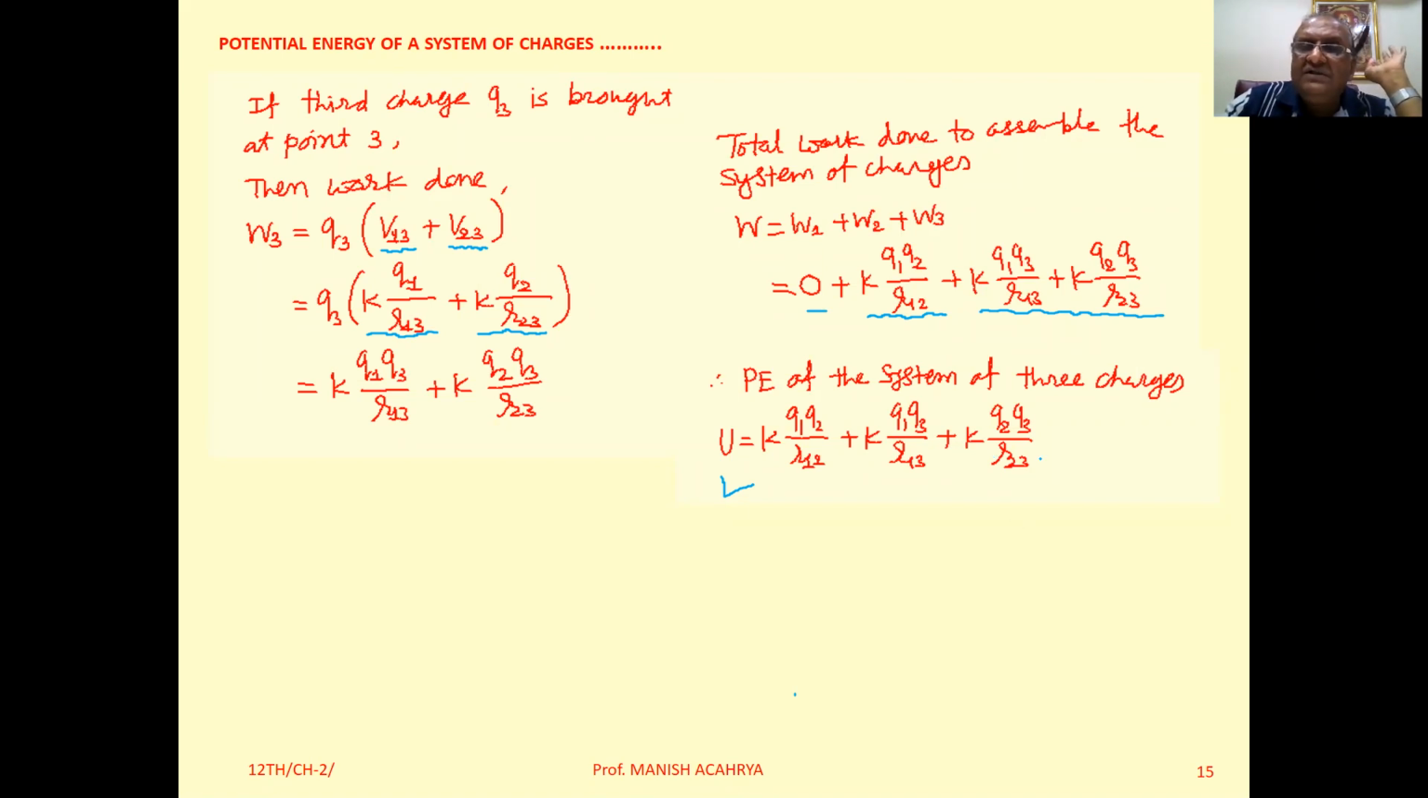That will give you the resultant potential energy.